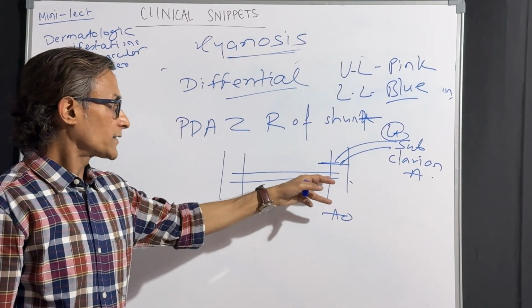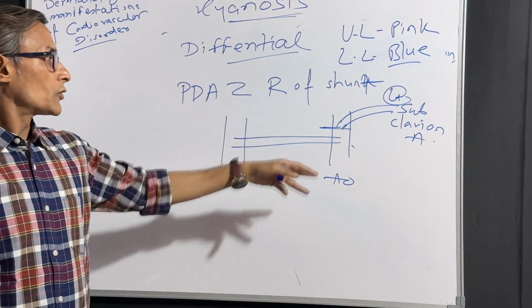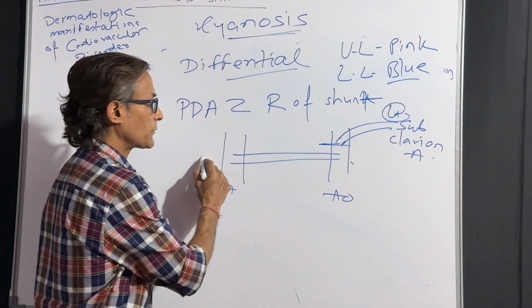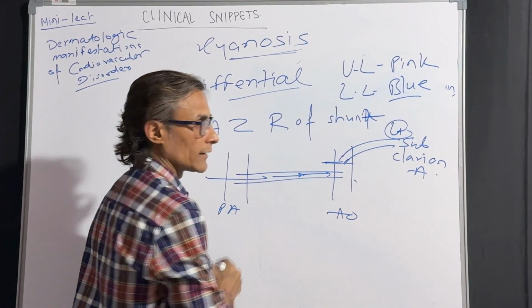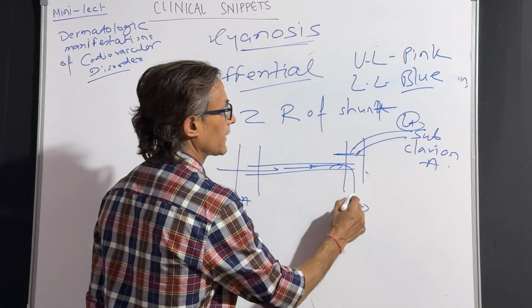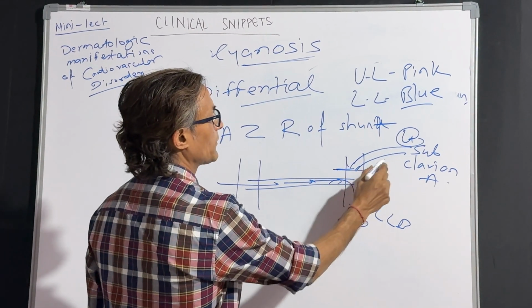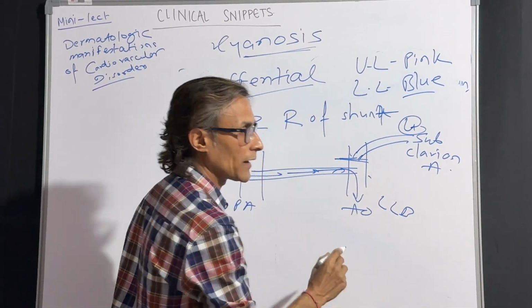Because it is attaching distal to the left subclavian artery, the deoxygenated blood, because of the reversal of shunt, is entering here and is causing the lower limbs to be blue. Upper limbs are spared because it is distal to the subclavian artery.